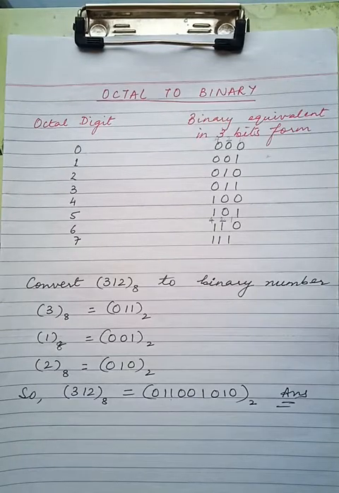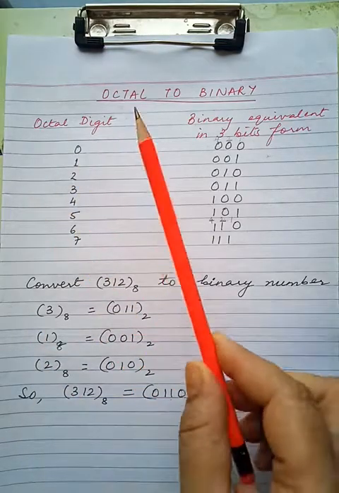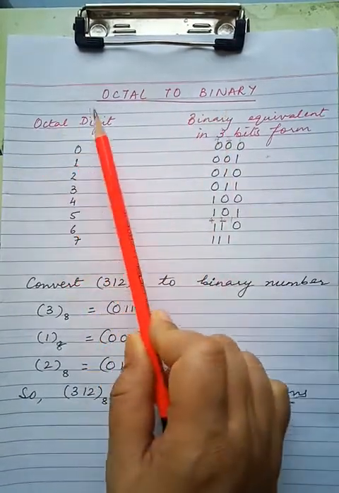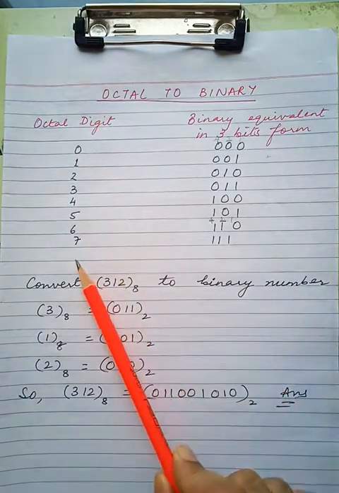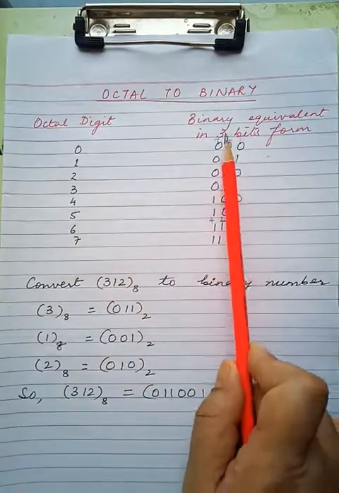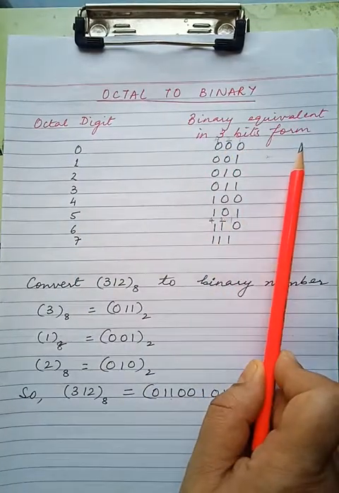Hello children, in this video we will be continuing with the number system conversions. So the next number system conversion is octal to binary. We all know that the octal digits are from 0 to 7. To convert them into binary we have to take the 3 bits form of binary.